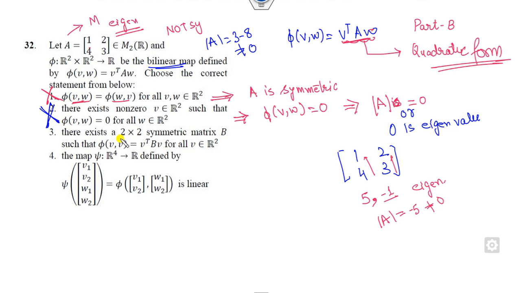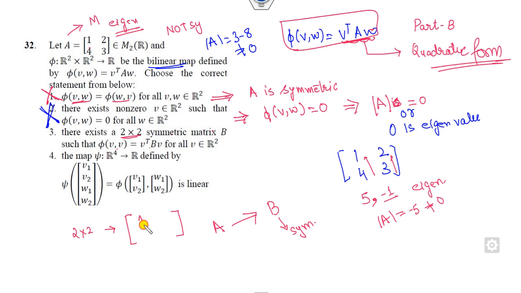Look at the third option. There exists a 2 cross 2 symmetric matrix like this. Can you transform A to the B which is symmetric? Yes, you can. Whenever there is a 2 cross 2, how can you convert it into a symmetric matrix? Preserve the diagonal, and for the non-diagonal entries, 4 plus 2, take the average of this. 4 plus 2 gives 3 comma 3.